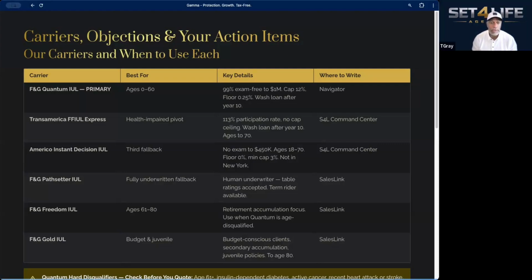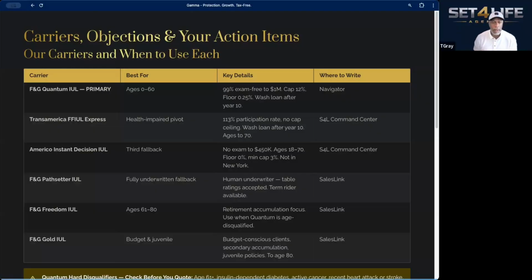Okay. Then there's F&G Pathsetter IUL. Okay, now this is going to be fully underwritten. You're really going to use this, especially if a person is relatively healthy, but they have some issues. Maybe they're on a few medications. Okay, you're going to go to Pathsetter. A human being is going to review this. They have table ratings, meaning that if they're not perfectly healthy, they can still get it. They'll just pay a little bit more.